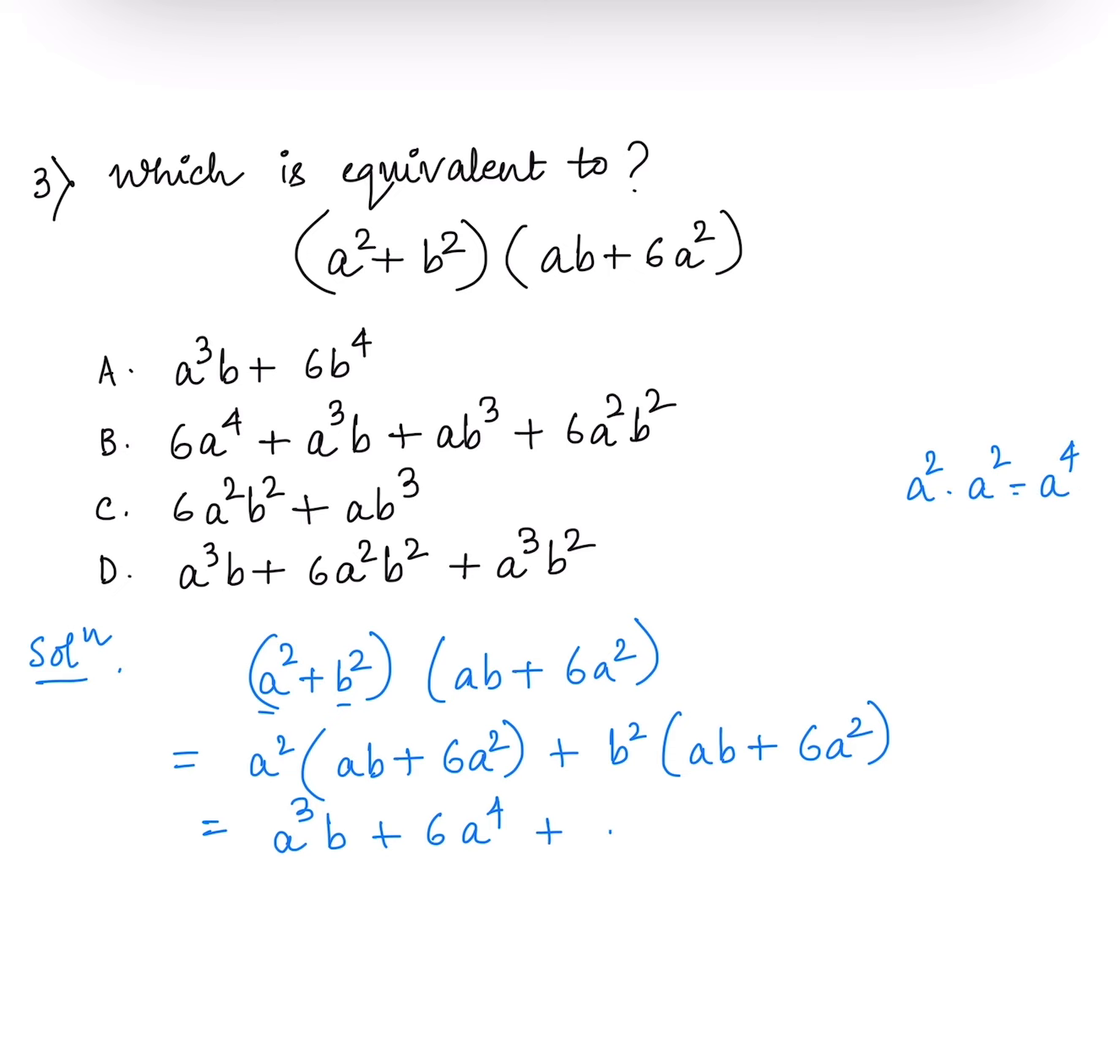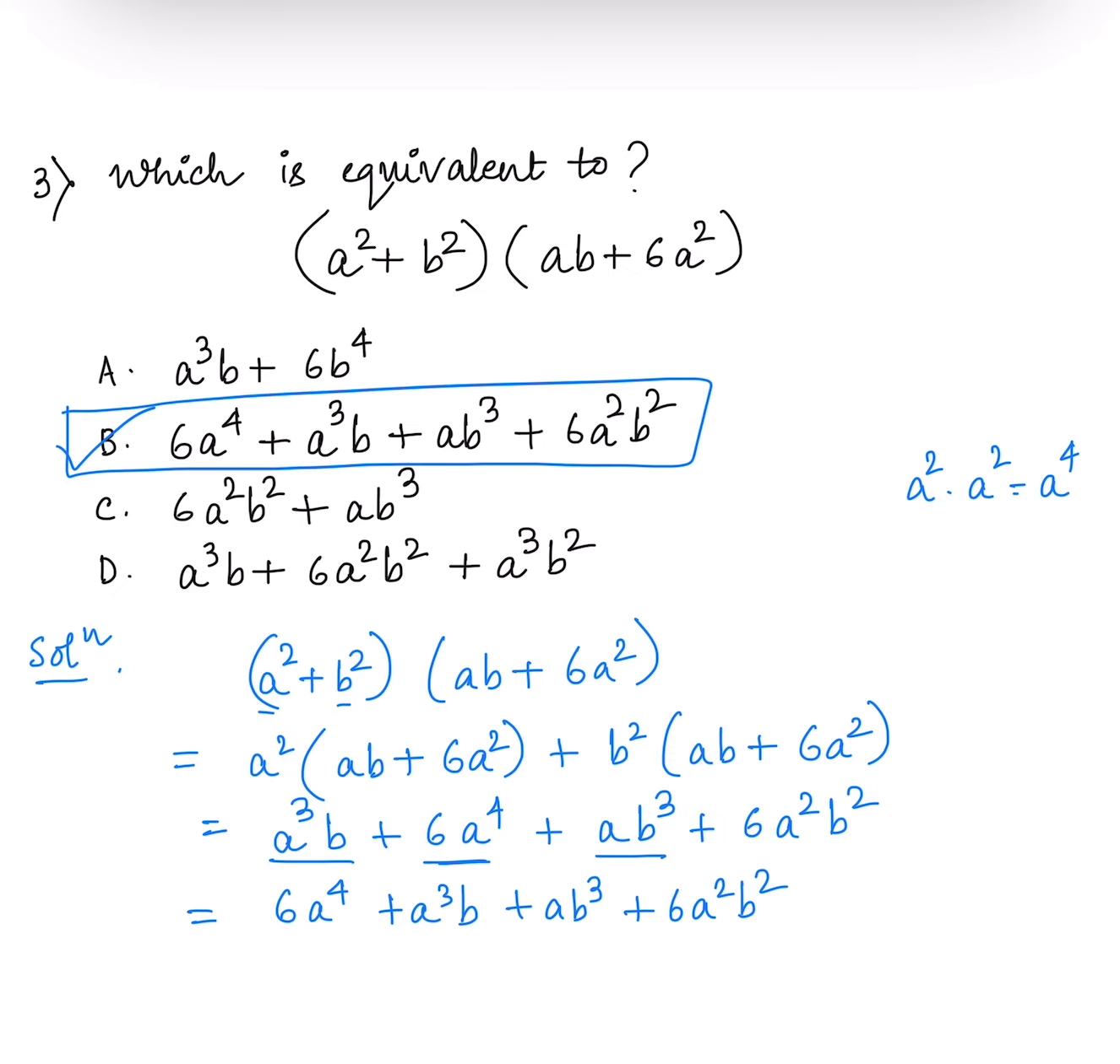Now similarly, this will be a into b cube plus 6a squared b squared, right? Let's arrange it properly and see if there are any like terms which may be added or subtracted. So we have a to the power 4. That is the only thing present. We don't have any other a cube b, plus ab cube plus 6a squared b squared. So all of them are unlike terms. So this is the simplest expression. So this gives us option B as the correct choice.